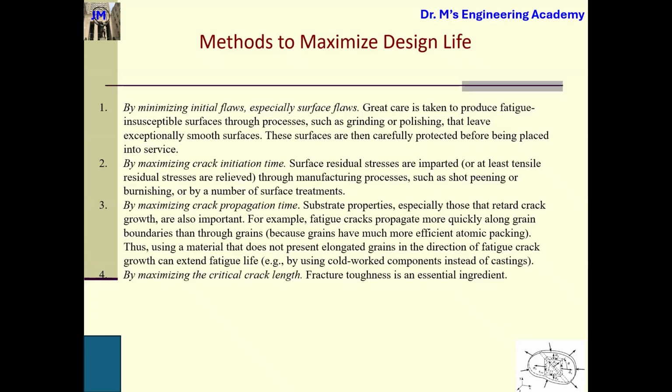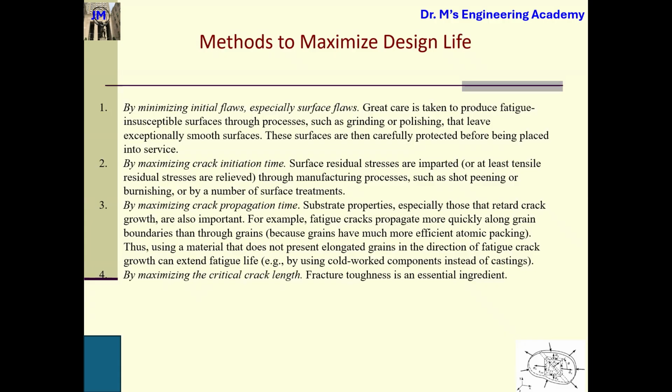So why? Because if you have a flaw, right? I have a lot of flaws on the surface, small cracks, and when you apply the cyclical load, these cracks will close, open, close, open, close, open, and it will propagate. So this one is for fatigue life.